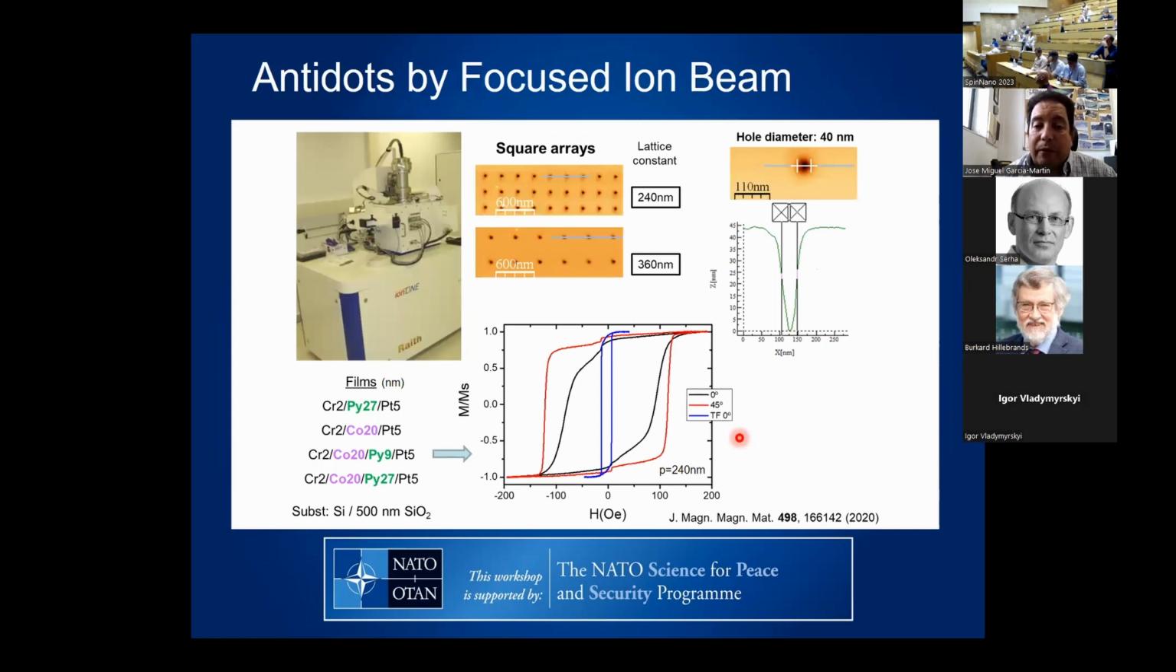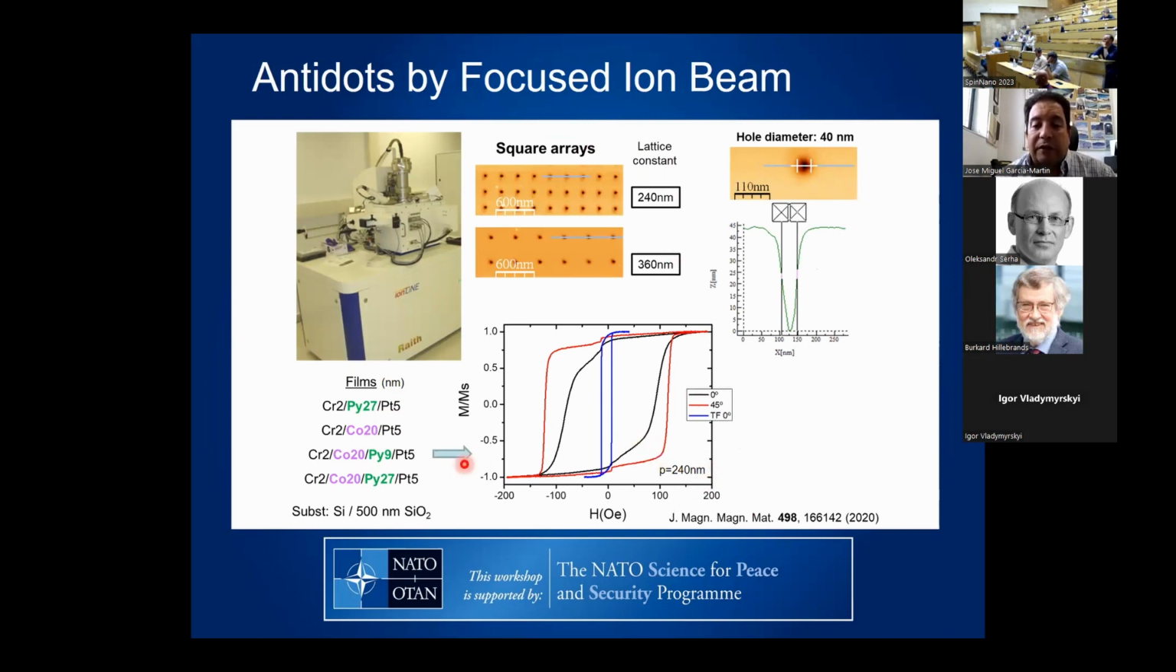So we have prepared antidots using focused ion beam. We started with a thin film made of permalloy, or made of cobalt, or made of bilayers combining cobalt and permalloy, and we drilled the nanoholes with gallium ions. The hole diameter is of the order of 40 nanometers, and we work with a square arrangement of the holes with two periodicities, 240 nanometers or 360.